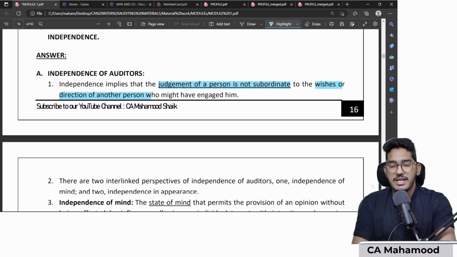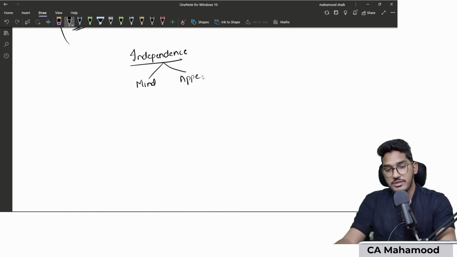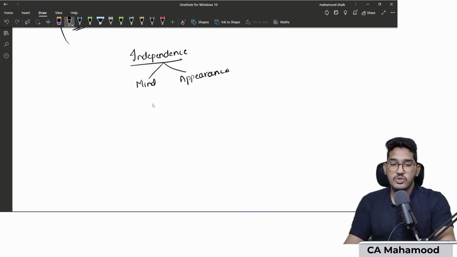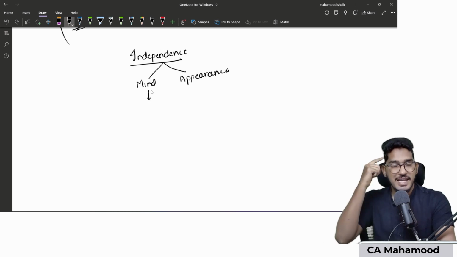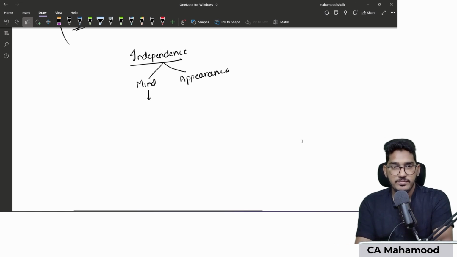And whenever I say independence, there will be 2 aspects related to independence. Or I can say independence will be of 2 types. Independence of mind, and the other one is independence of appearance. Independence of mind means it is a state of mind which makes a person take the decision without any bias.